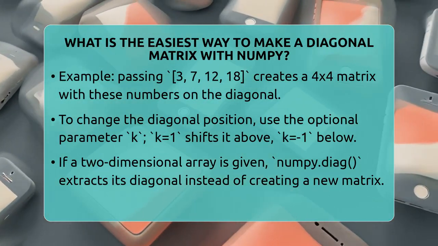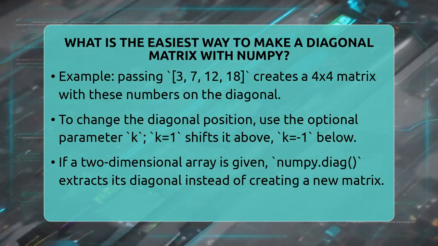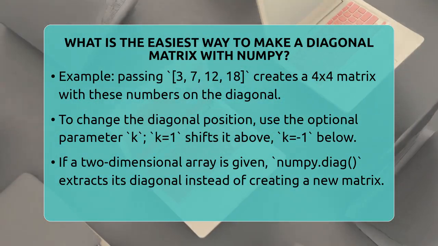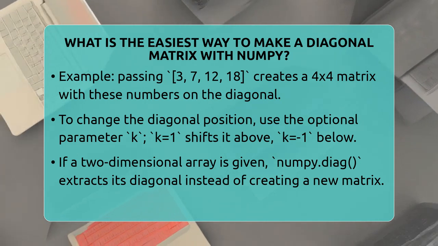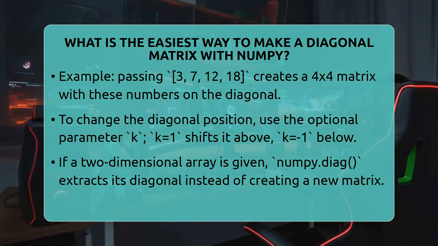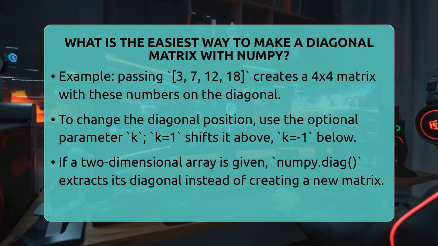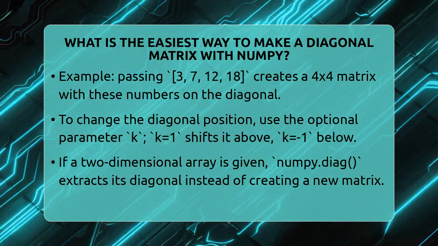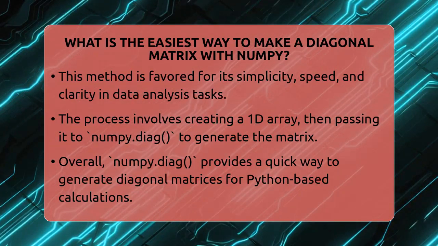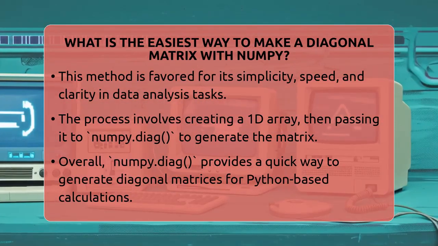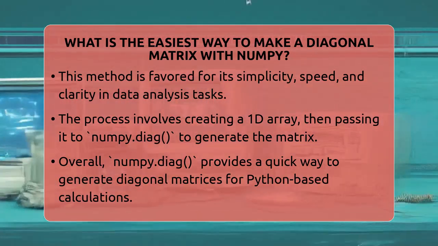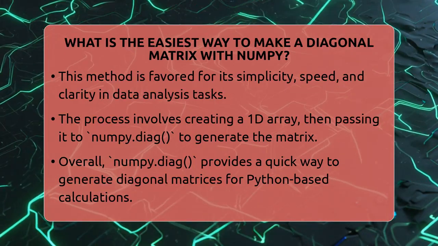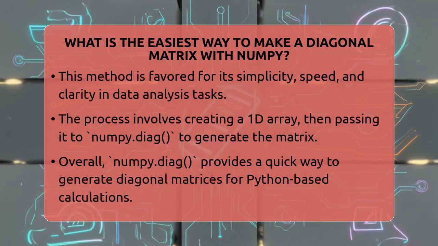You can also change which diagonal you want to fill by using the optional parameter k. If you set k to 1, the diagonal will be 1 above the main diagonal. If you set it to -1, it will be 1 below. It's good to remember that if you give numpy.diag a two-dimensional array instead of a one-dimensional array, it will do the opposite. It will extract the diagonal elements from that matrix. But for creating diagonal matrices, passing a one-dimensional array is the easiest and clearest way.